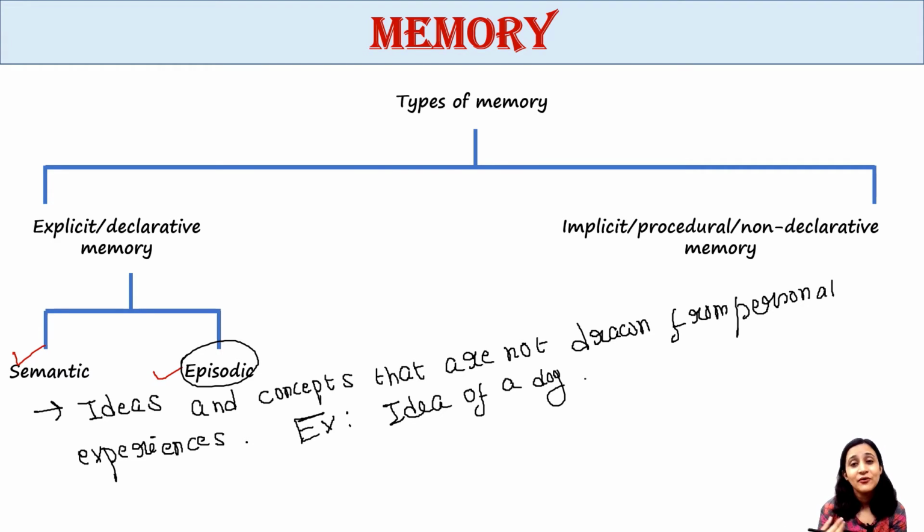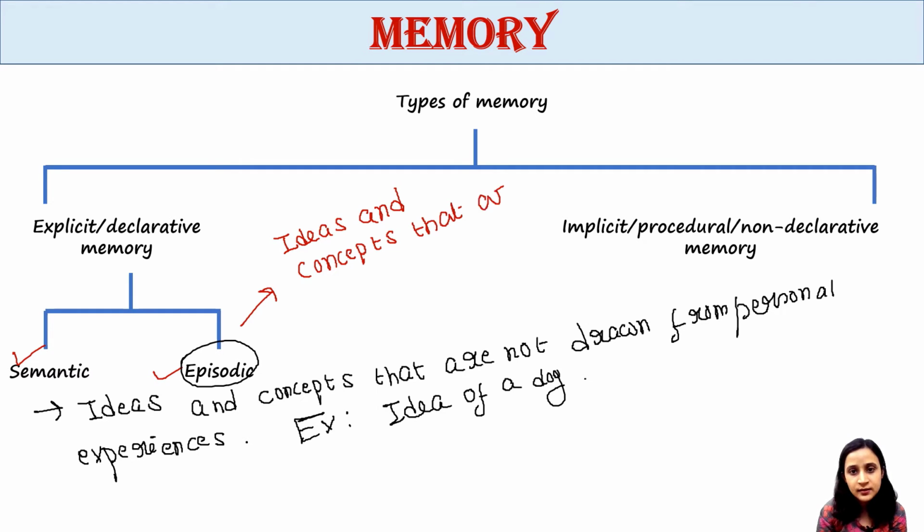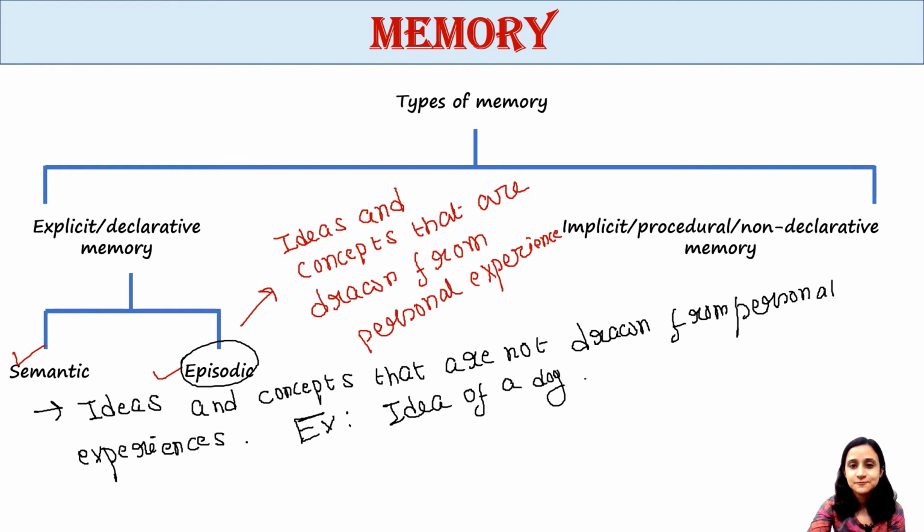So episodic memory deals with ideas and concepts that are drawn from our personal experience. That is exactly opposite of semantic memory. So it is episodic memory. I am writing it here. It is ideas and concepts that are drawn from personal experience.